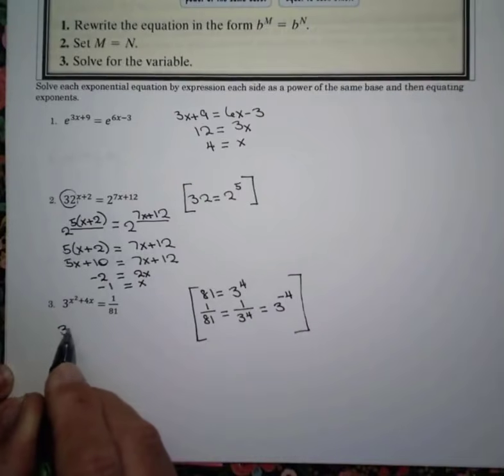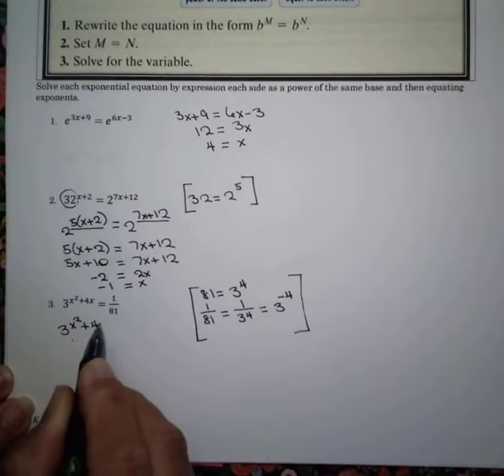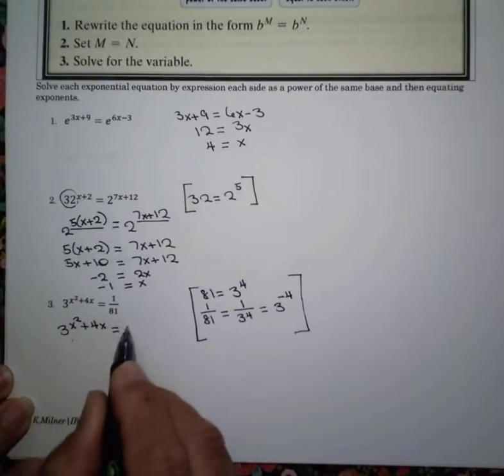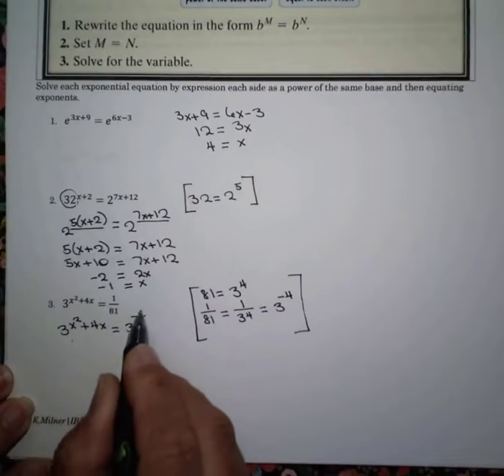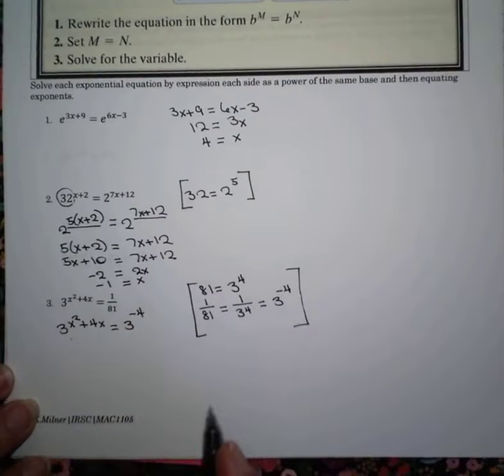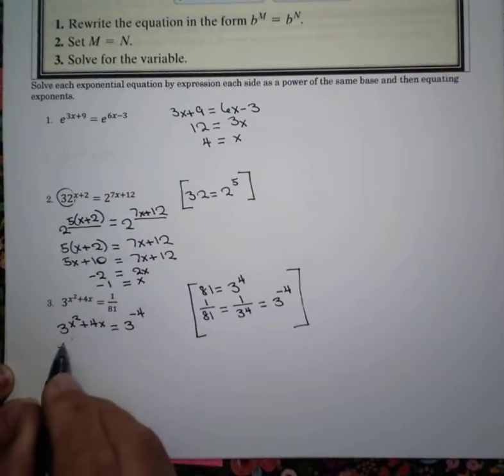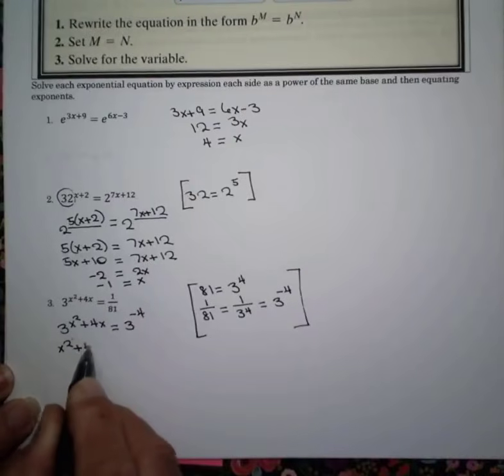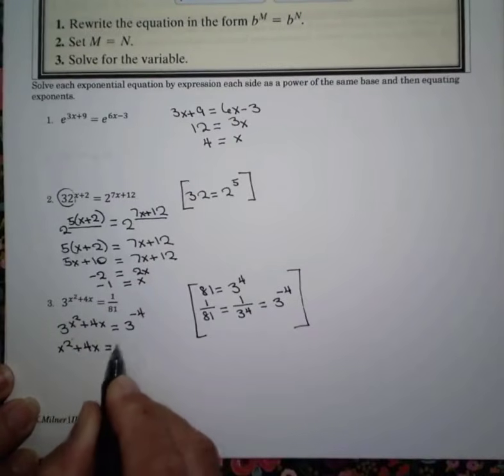And I have equivalent, the bases are the same, like bases. So this is going to equal 3 to the -4. And now I've got the same base. All I have to do is set these exponents equal to each other. x squared plus 4x is equal to -4.